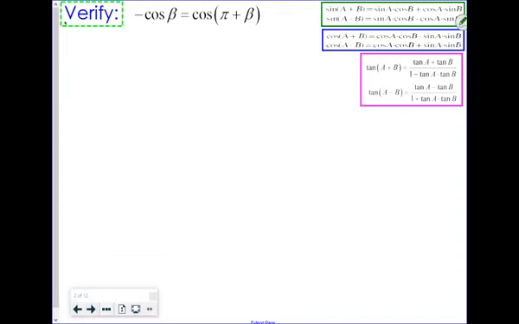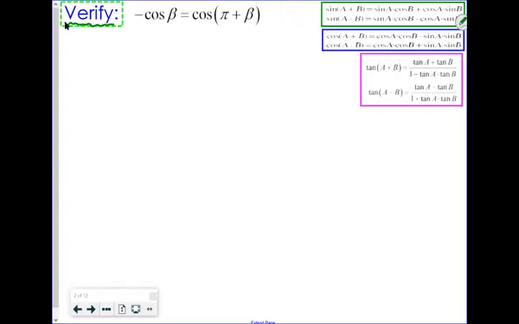When you see the word verify, remember what that means. It means that what we've been given isn't just any old equation. It's an identity that's got to be true for all values of the variable. The variable in this is beta. So we have to prove this equation is true for every single value of beta that could go in there. That's part of the domain.